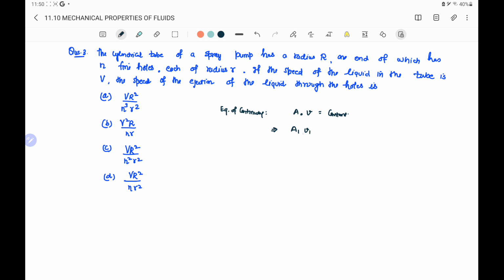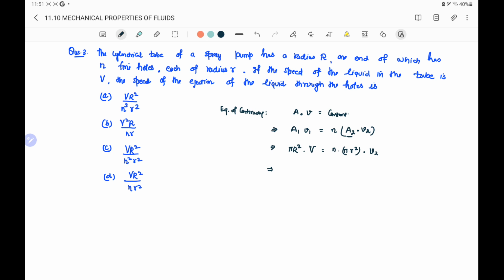In the given situation, A1 V1, where A1 is the area of cross section of the tube and V1 is the velocity coming out of it, will be equal to A2 V2, where A2 is the area of cross section of the fine hole and V2 is the velocity coming out of the fine hole, and there are n holes, so multiplied by n. This implies A1 is pi r square, because r is the radius of the spray pump, into velocity capital V. This is equal to n into A2, which is pi into small r, the radius of the fine hole, so pi r square, into velocity V2, which we have to find.